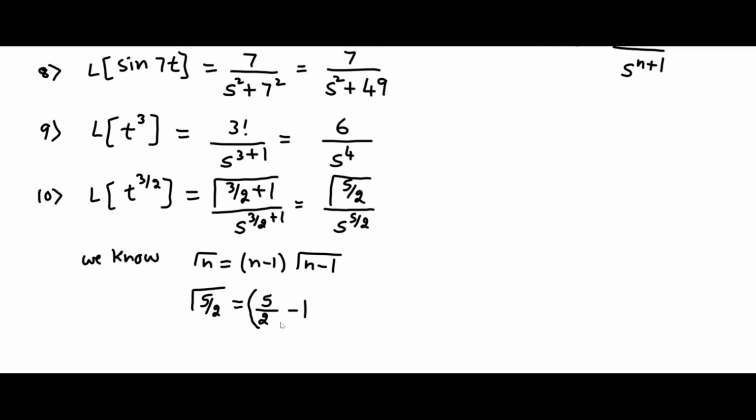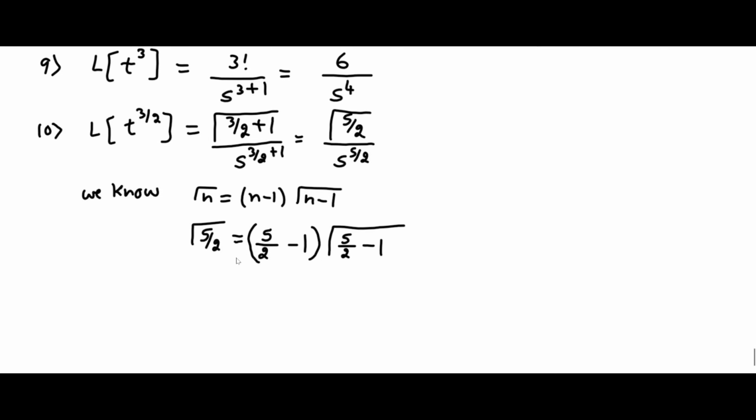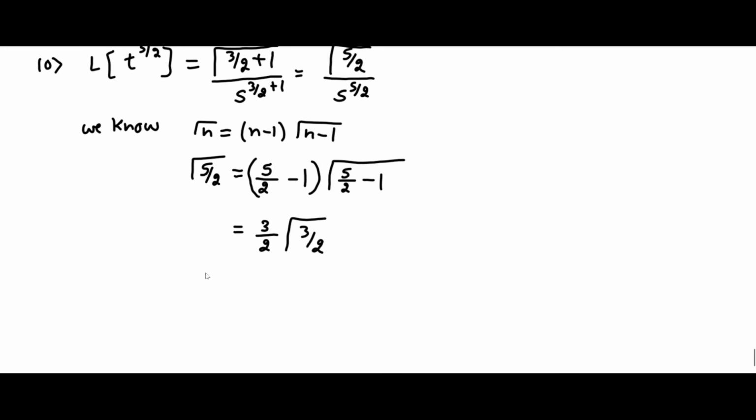So 5 by 2 minus 1 into gamma of 5 by 2 minus 1. 5 by 2 minus 1 will be 3 by 2, into gamma of 3 by 2. But once again we are getting gamma of 3 by 2.